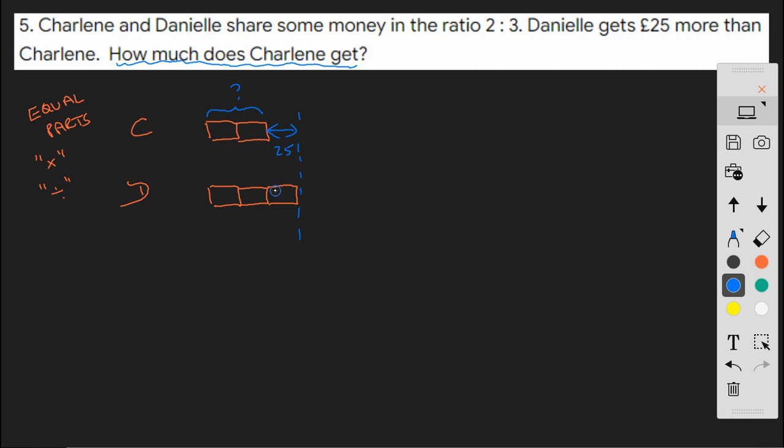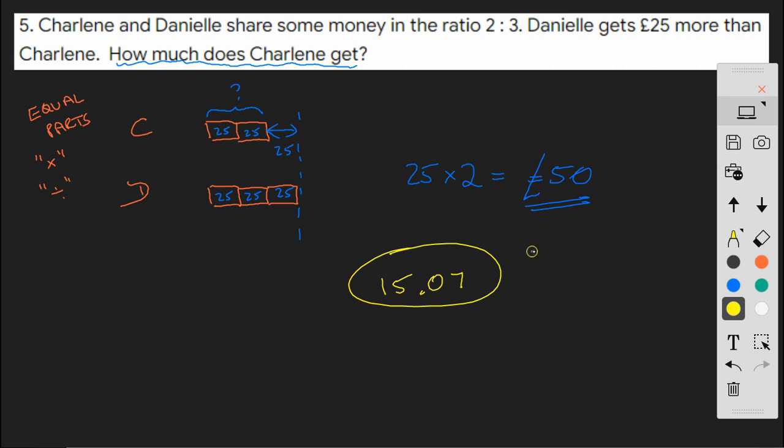So that means that this part here is 25, but all the parts are equal. So everything's 25 in here. So Charlene gets 2 lots of 25. So there's the multiplication that we knew we were going to have. Let's not forget our units. And if we need to go and practice some similar ratio questions, then the nugget to look at is 15.07.